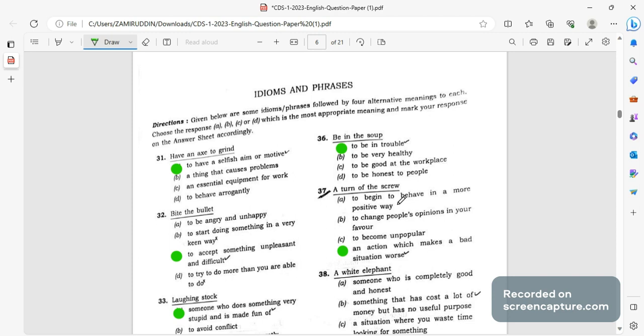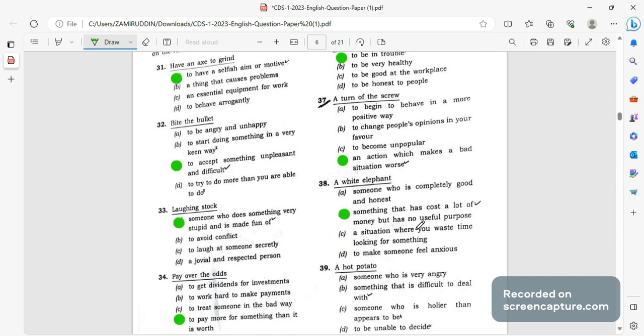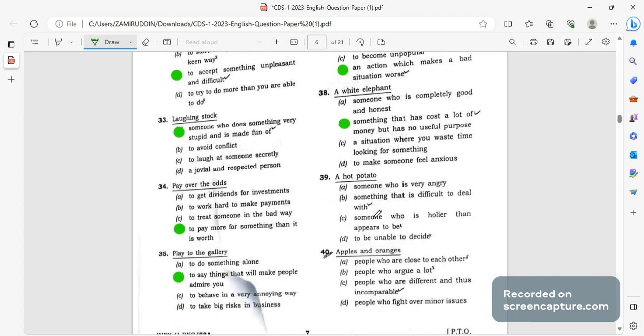Now, a white elephant: something that has cost a lot of money but has no useful purpose. A white elephant is something very expensive, but it has nothing useful about it. A hot potato: a hot potato is something that is difficult to deal with.